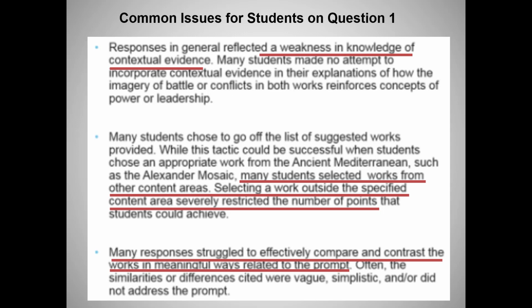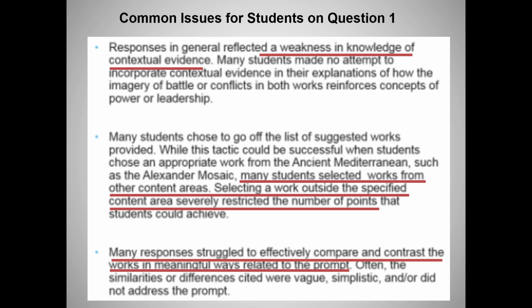The second problem will get more serious later in the course when you know a lot more works. So, for example, many students chose the French painting Liberty Leading the People as their comparative work. You're going to like this painting, I predict. Students usually do. And it does show a battle scene, but it's a scene from the Revolution of 1830, which is more than 1,500 years after 300 CE and definitely not an ancient Mediterranean work, as the question requires.